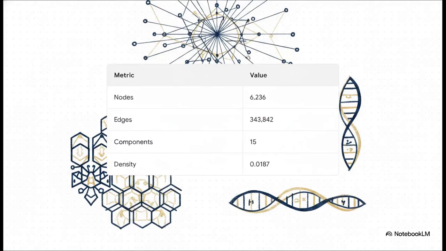Okay, let's look at the hard data to back this up. Check out this topological graph analysis. We're talking 6,236 nodes and over 343,000 edges. That is an almost fully connected network. It proves the thesis right out of the gate, doesn't it? This isn't just a random collection of linear stories. It's a highly structured matrix, perfectly designed for the reader to navigate.